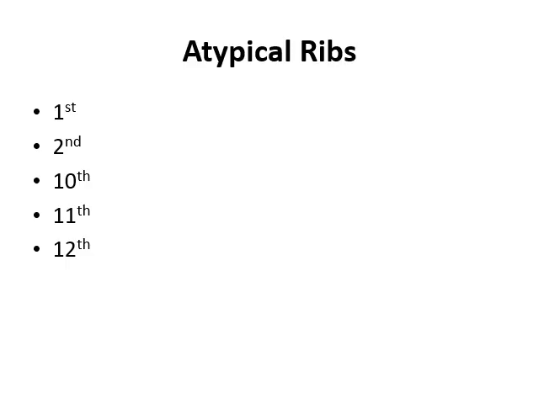We talked about typical ribs, now we talk about the atypical ribs. Atypical ribs are the ribs that have features which are different from the typical appearance. So what are these atypical ribs? You have the first rib, the second rib, the 10th rib, the 11th rib and the 12th rib. These ribs are atypical.